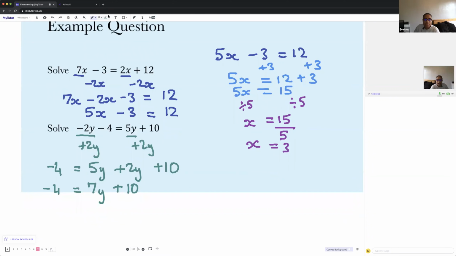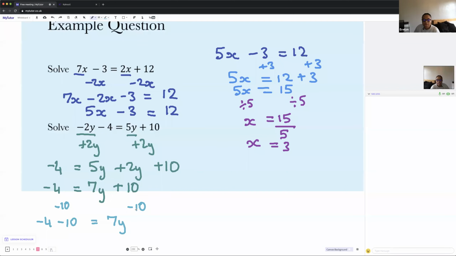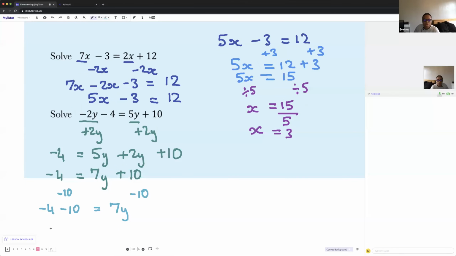And then let's go ahead and finish solving this. So we're going to get rid of this plus 10. So we're going to subtract 10 on both sides. So we've got minus 4 minus 10 equals 7y. And then minus 4 minus 10 is just minus 14 equals 7y.